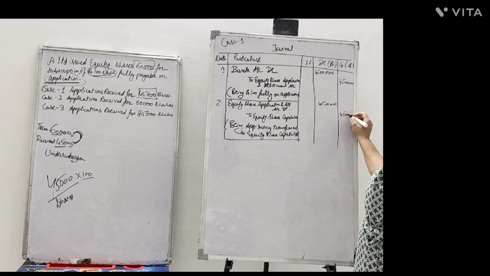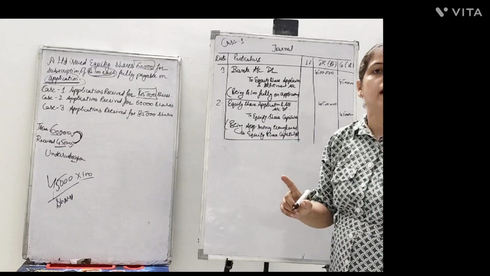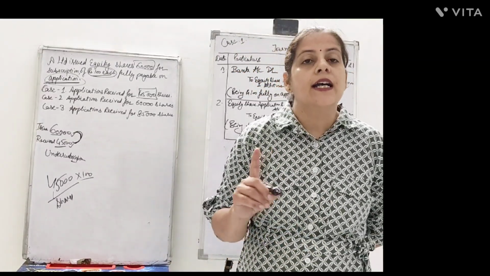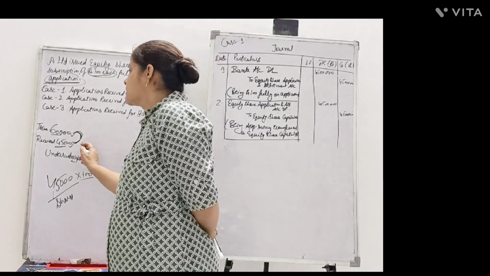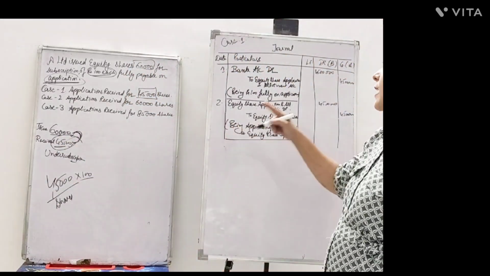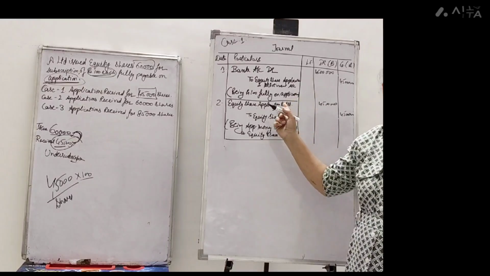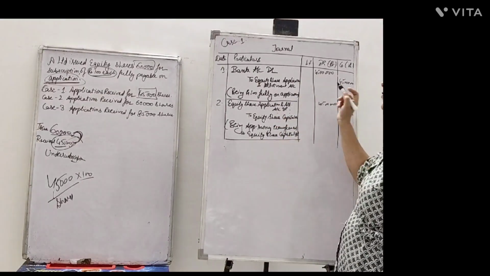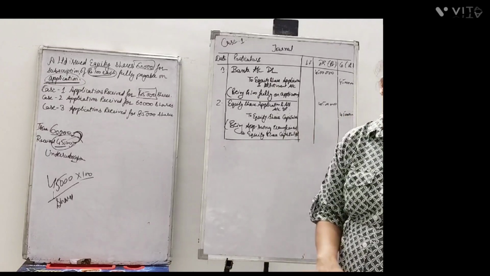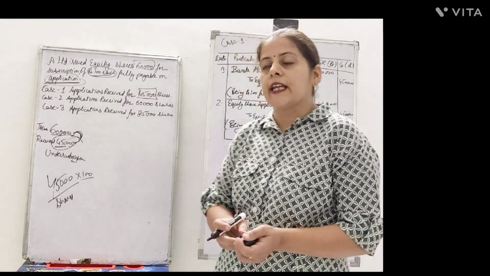So the point to be highlighted here is that in case of under subscription, the question is attempted with the subscribed shares, which here were 45,000. So this is case 1. Bank account debited to equity share application and allotment 45 lakh. This account debited to equity share capital with rupees 45 lakh. So this is the first case.